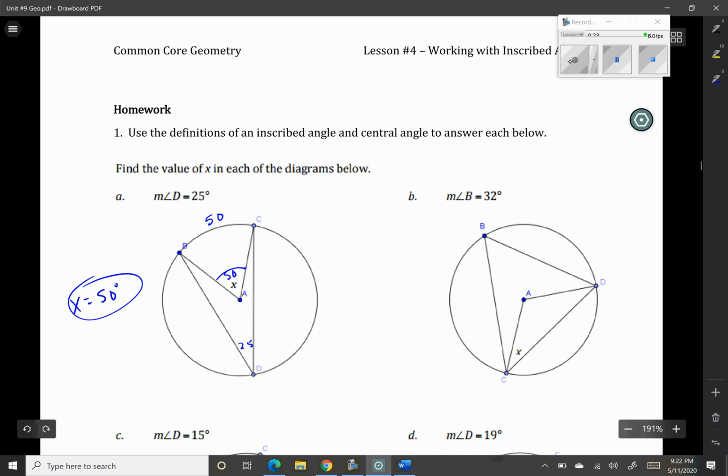In part B, it tells us that angle B is 32 degrees, which means that the intercepted arc is going to be 64 degrees, which means that the central angle is also 64 degrees. This is an isosceles triangle. So if I take 180 and subtract 64, I get 116. If I divide 116 by 2, I get 58, which means each of these base angles is 58. So for part B, X is 58 degrees.